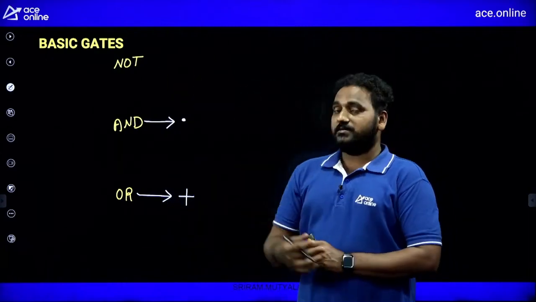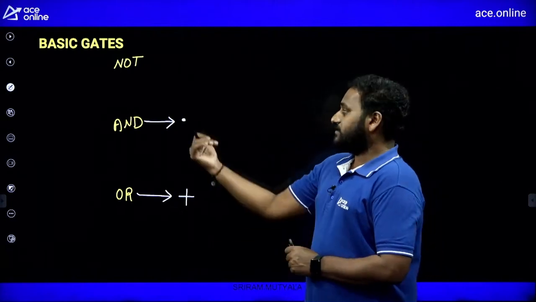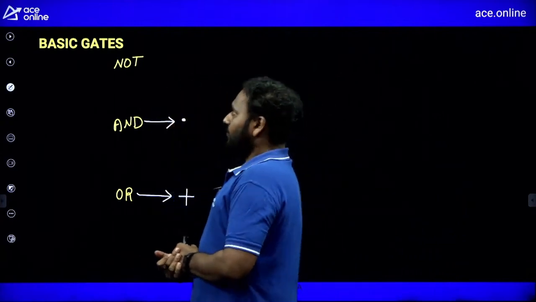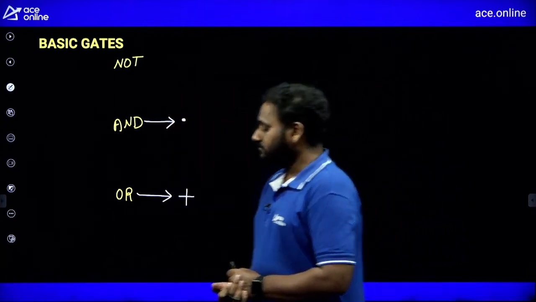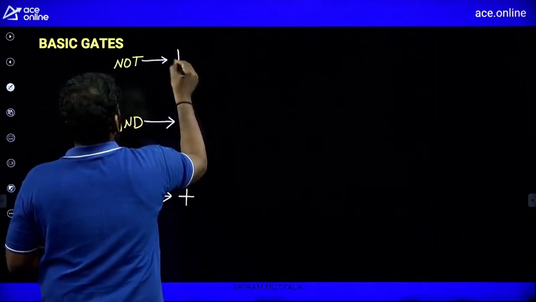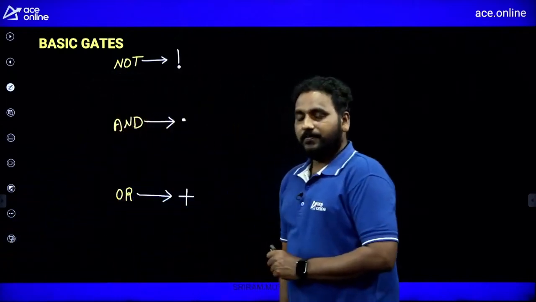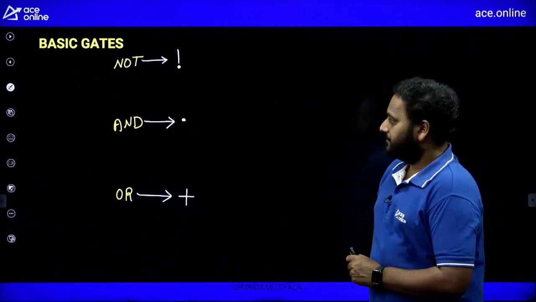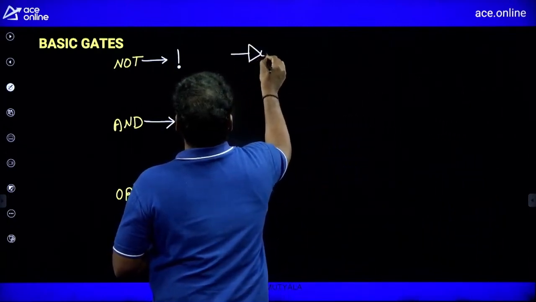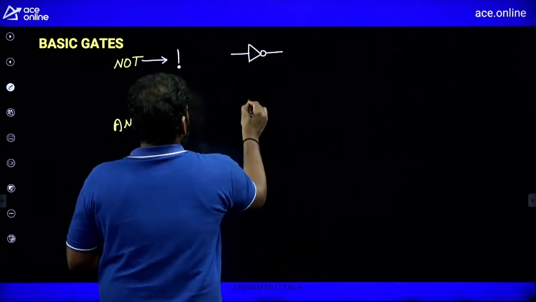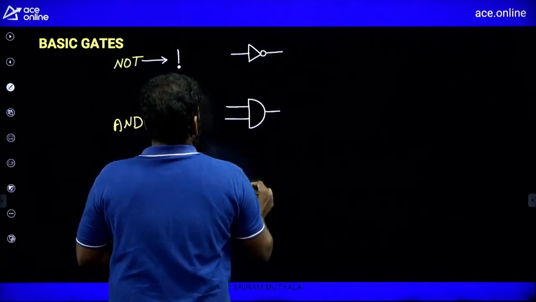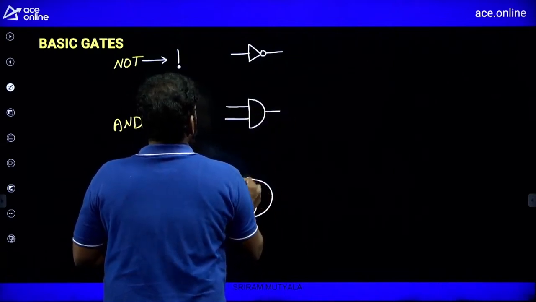Can you guess what is the operator symbol of NOT gate? Operator symbol of AND gate is dot. Operator symbol of OR gate is plus. Okay. What is the operator symbol of NOT gate? The operator symbol of NOT gate is exclamation mark. We call it what? Exclamation mark. Okay. And you know well, this is an IEEE standard symbol of NOT gate. This is an IEEE standard symbol of AND gate. This is an IEEE standard symbol of OR gate.